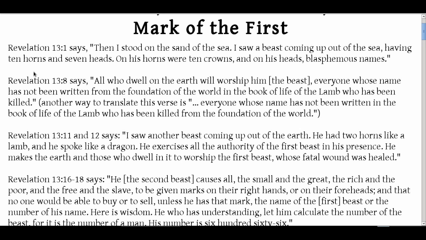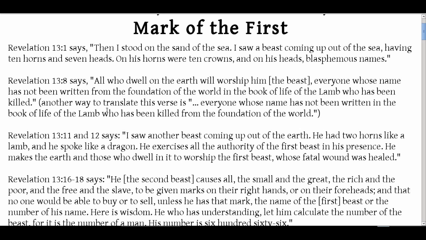So, Revelation 13:1 says, "Then I stood on the sand of the sea. I saw a beast coming up out of the sea, having 10 horns and 7 heads. On his horns were 10 crowns, and on his heads blasphemous names." Revelation 13:8 says, "All who dwell on the earth will worship him, the beast." That's my insertion there. "Everyone whose name has not been written from the foundation of the world in the book of life of the Lamb who has been killed."